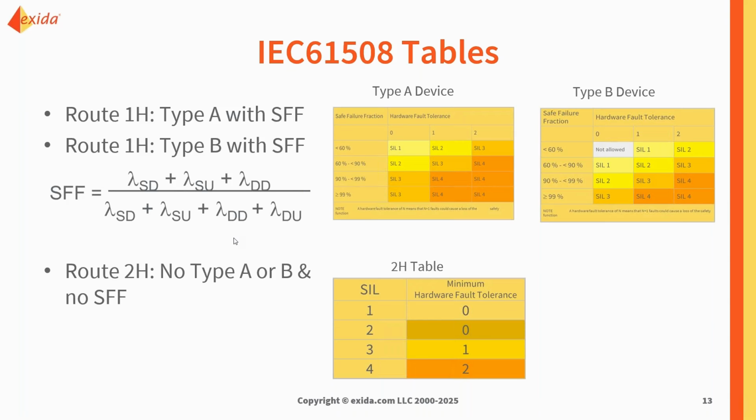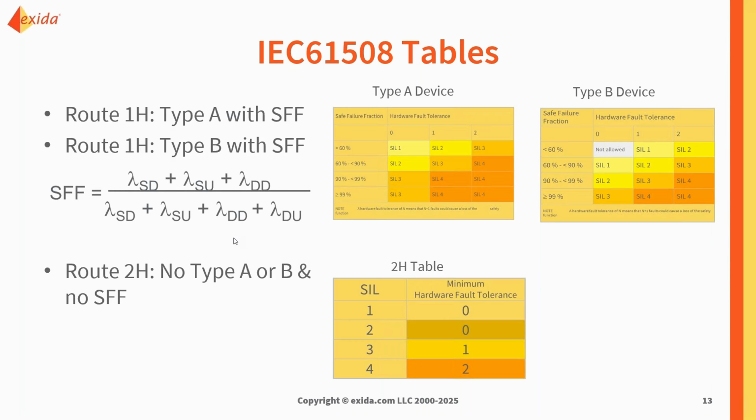And under route 1H, it used something called the safe failure fraction. So very simply, the safe failure fraction was a ratio of the safe failures, which is the safe detected failures, the safe undetected failures, and of course, the dangerous detected. Because if we can detect dangerous failures, they're no longer dangerous. So they move to the safe side. So that would be the ratio of the safe and dangerous detected failures over the total. And that would be between, as a fraction, 0 to 1. So the higher the safe failure fraction, the more inherently fail-safe the device is.